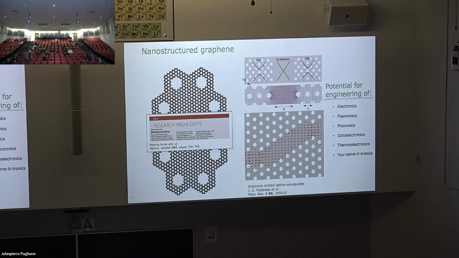Is the procedure reversible? No, not that we know. Maybe you can. I don't think it is. It's hard to grow graphene once you already made these defects in it, and it's not sitting on some growth substrate.